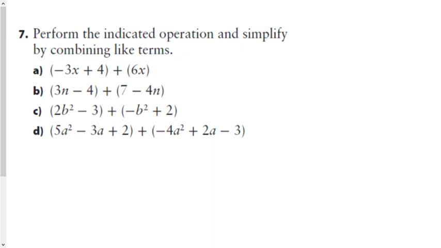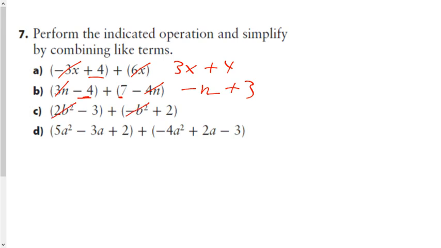Question 7, perform the indicated operation and simplify by combining like terms. Negative 3x and positive 6x is positive 3x. Positive 4 is the constant that does not combine with anything because it's the last term. 3n and negative 4n makes negative 1n. Don't write your coefficient, just write negative n. And then your positive 7 and your negative 4 make positive 3.